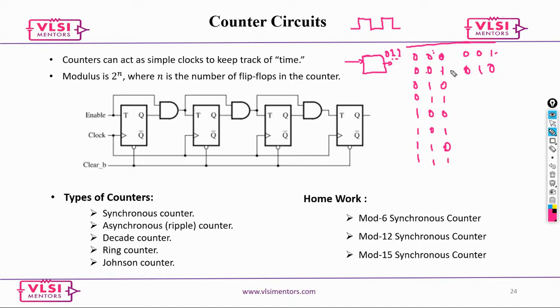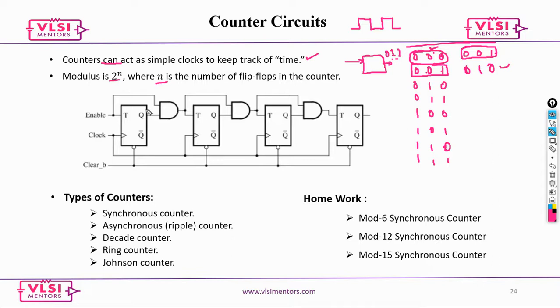When you're designing a system, you know your present state. Say, for example, this is the kind of value. Now, if I get a certain input, this is going to be my next value. So you have complete control. If this is my state, the next one is going to be this. That is how you design a complete system. Counters can act as simple clocks to keep track of time or any kind of count.